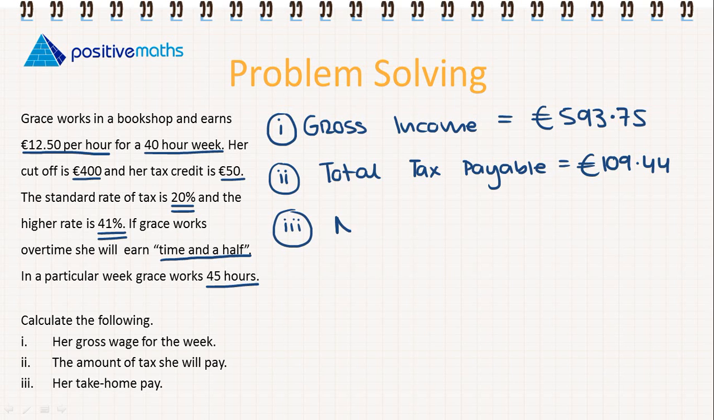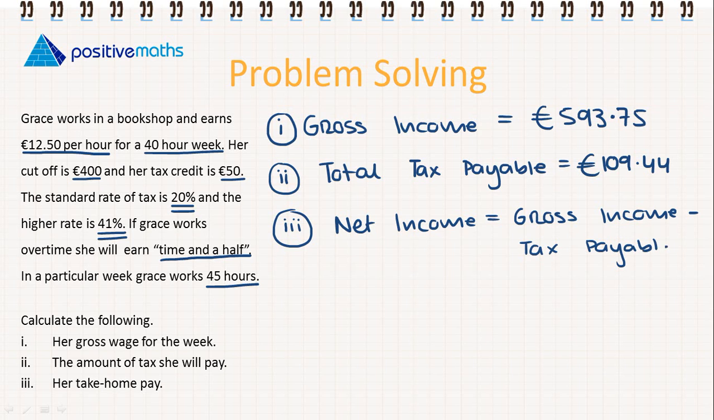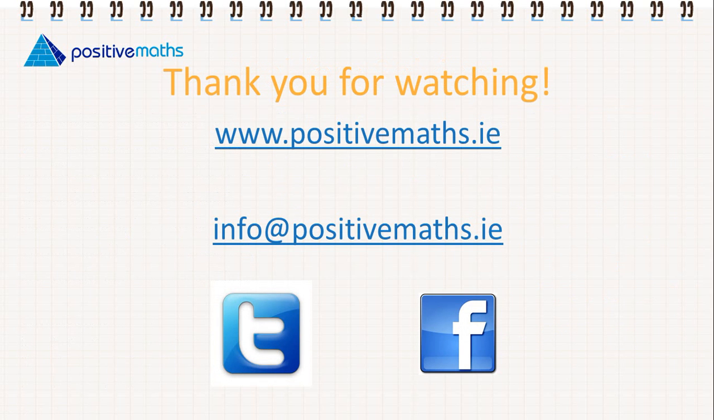For the final part of this question, we need to calculate her take-home pay, which is also her net income. So the net income is equal to the gross income minus the tax payable. So that's going to be 593.75 minus 109.44. So her net income is going to be 484.31.